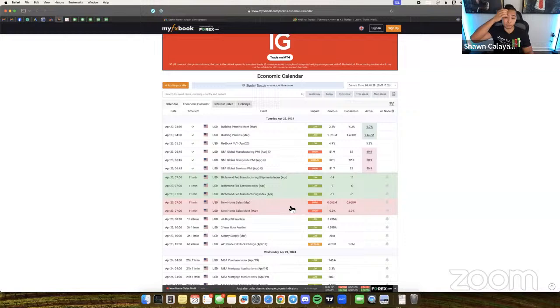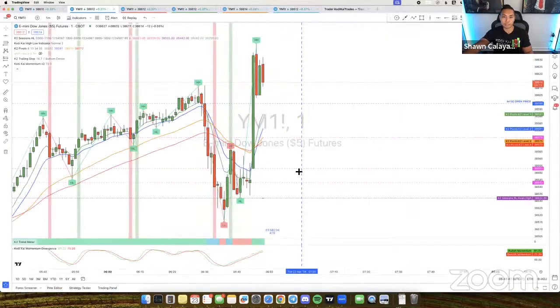Looking at the predictions, new home sales for the month are supposed to be slightly positive, and the month over month is looking to be positive as well. It was negative 0.3 last month, and they're forecasting 2.7. So if that's the case, price might just stay up here. We might not get that correction back down. Or what might happen is you might get a manipulation back down, and then it'll just flatline around this area here.